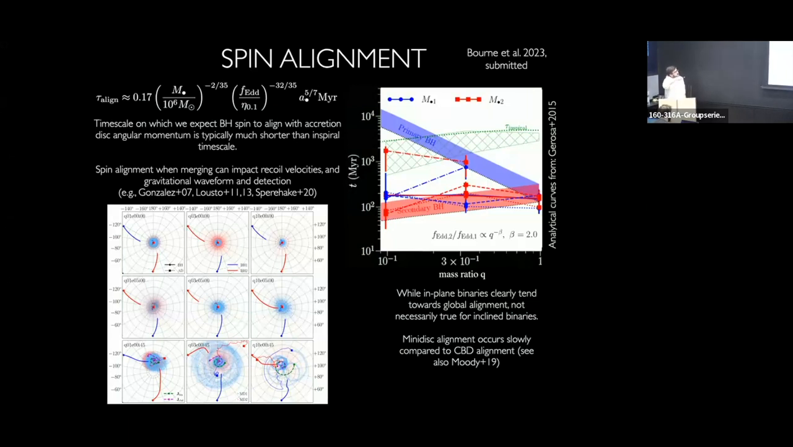And the reason that looking at spin alignment is important is because if you have misaligned spins when it comes to merger, you can have high recoil velocities for the merger remnant. And if these are high enough, you might kick your black hole out of the system. Okay. So that's the first project.